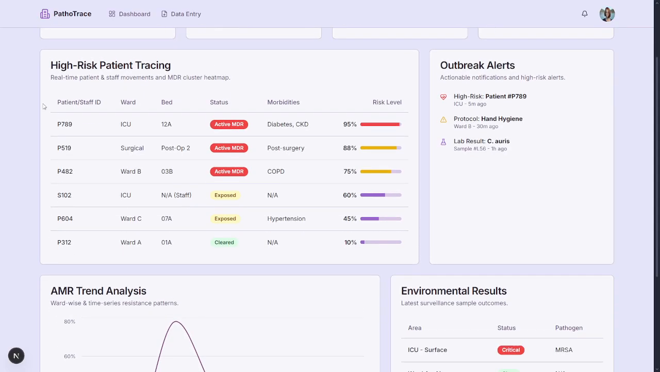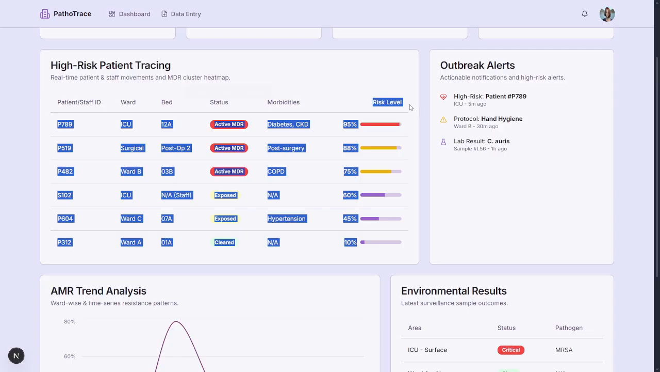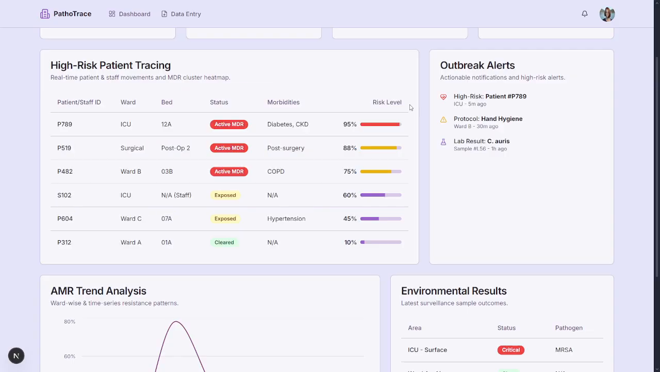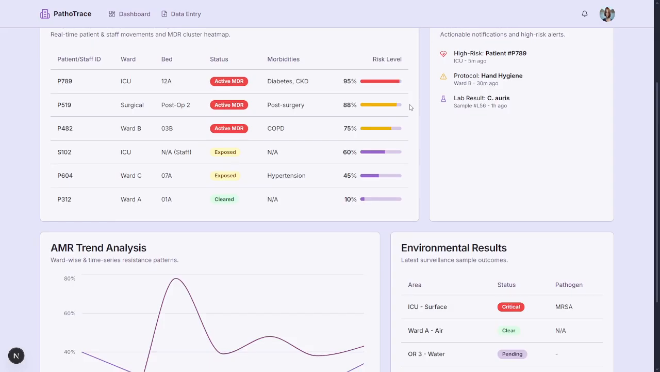Then the high risk patient tracing. So we will also have a list of the patients, which location, which bed, which staff were involved in treating, whether they had gone to another location, like for radio diagnosis or for dialysis or anything like that. If there are any morbidities and immunocompromised status which is affecting their status, based on all that a risk level is calculated. So this is a risk level shown in the form of a percentage that will help us understand to what level we need to take care of each patient and prevent further spread.